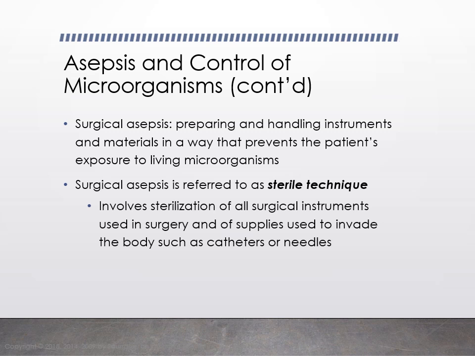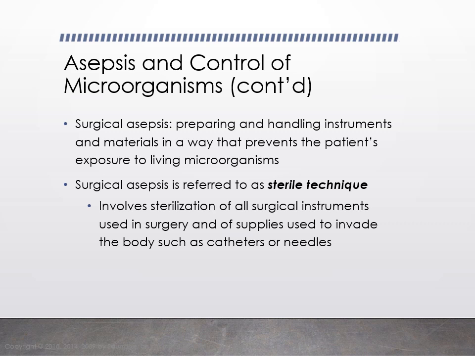So continuing that topic, but now looking at surgical asepsis. Surgical asepsis is referred to as sterile technique. A common example of something that needs to be done utilizing sterile technique is insertion of a urinary catheter. Surgical asepsis is preparing and handling instruments and materials in a way that prevents the patient's exposure to living microorganisms. So I've given the example of insertion of a urinary catheter.